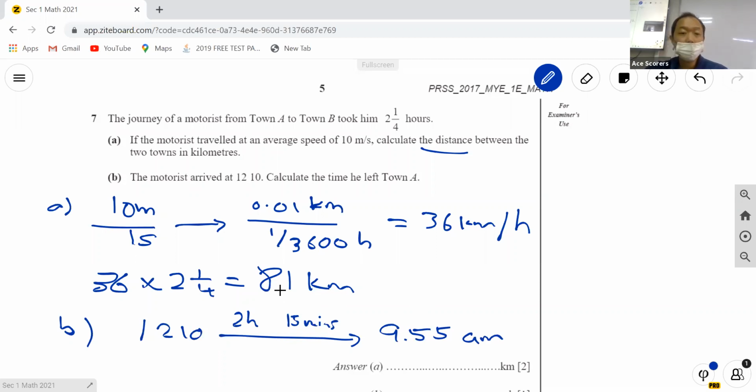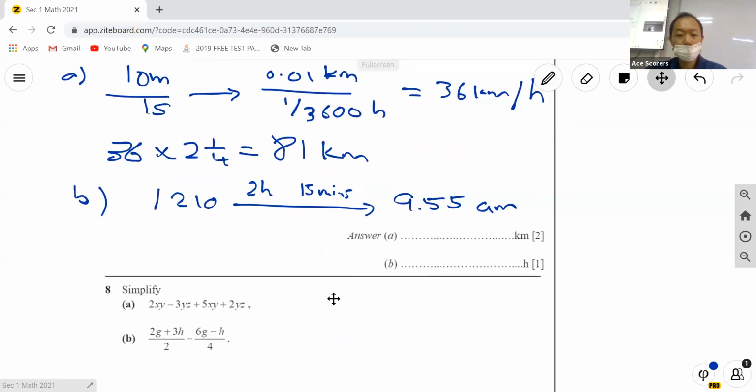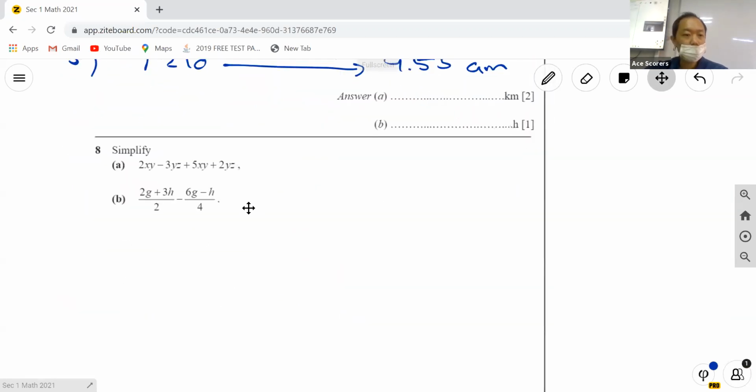Okay, so far the calculation is pretty easy. Excellent. Okay, here's our algebra. Simplify. So it's pretty easy. Okay, Samuel. What's our answer for A?